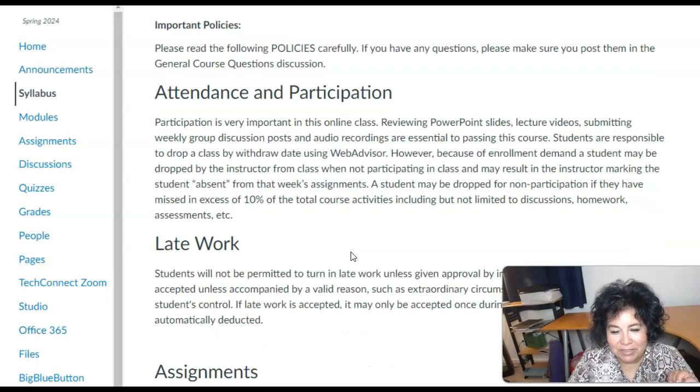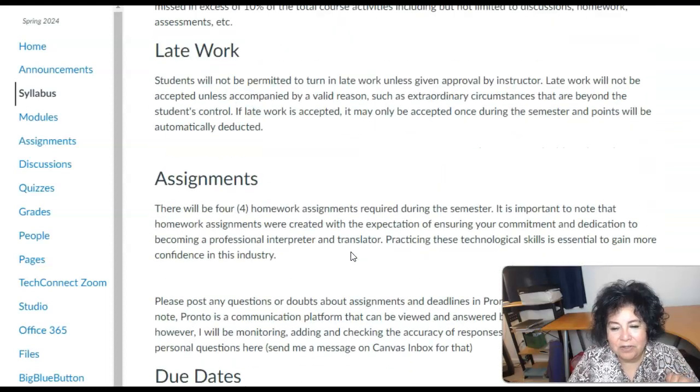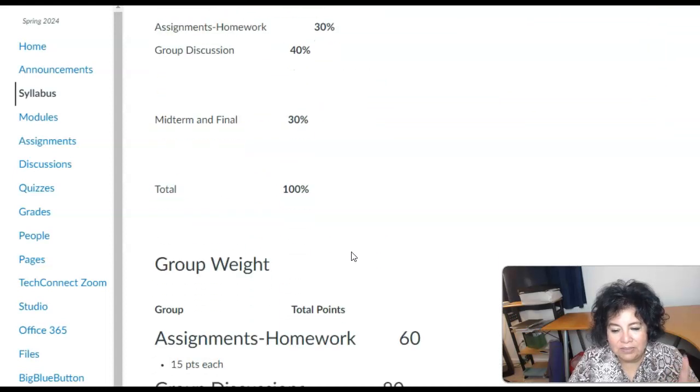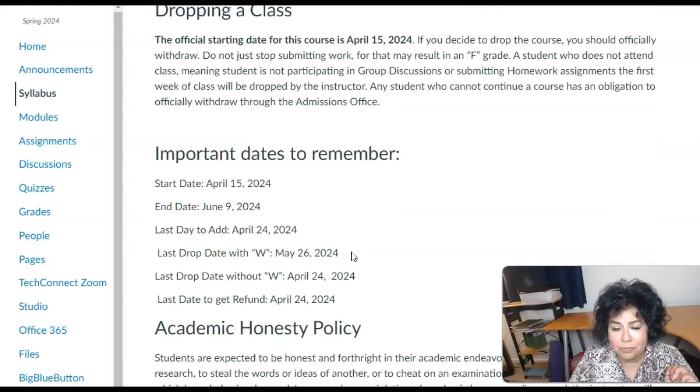I want you to make the most of being in this class, but do not stress. I know that some of you are taking other courses as well from the program, so a lot of this information overlaps with your other classes. And then here it just gives you the breakdown for the assignments, the grading scale, and the weights. You could read that on your own, but I do want to go over some very important dates to remember.